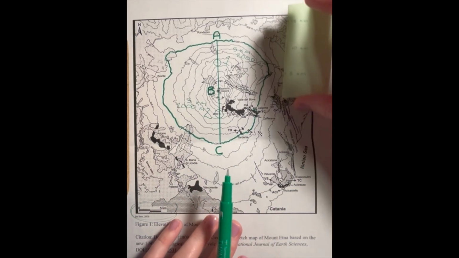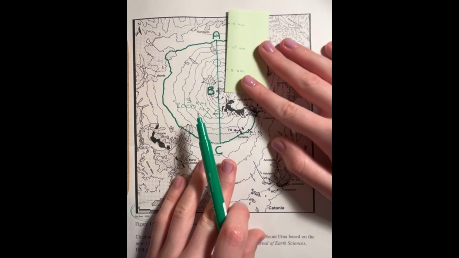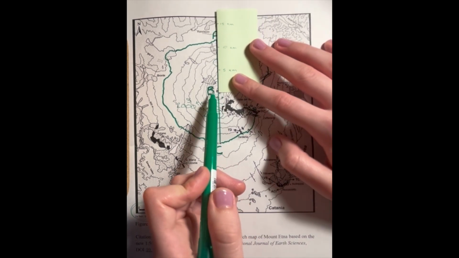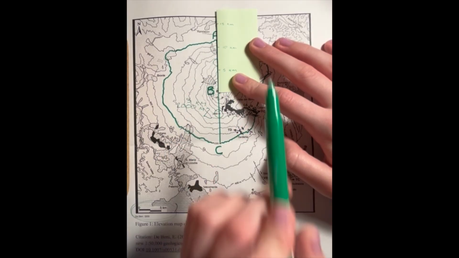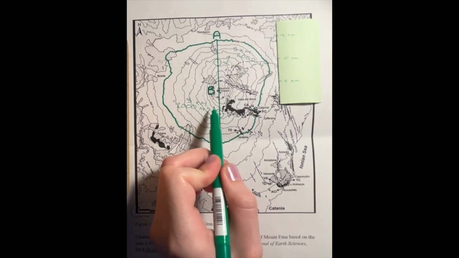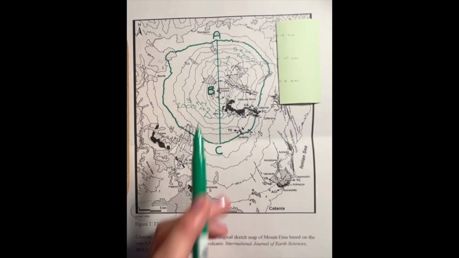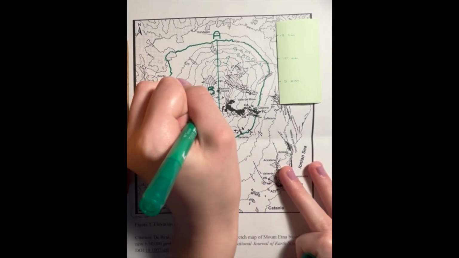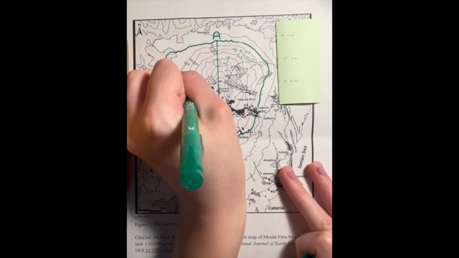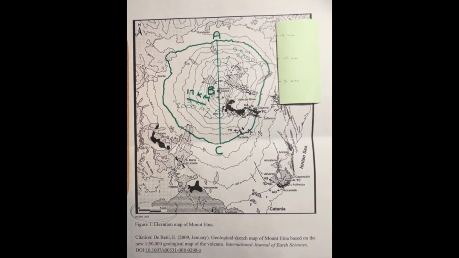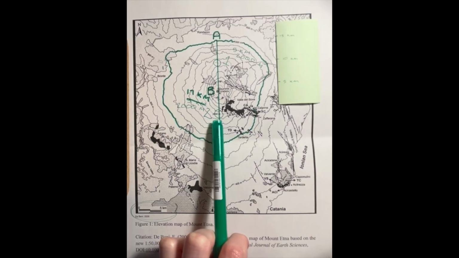So let's do a quick measurement of point A to point B. Going from point A to point B, we can see it's about 12 kilometers. So then we can add the 12 kilometers we just measured to our previously measured 5 kilometers to get 17 kilometers is the distance that point 2 falls along the transect line.